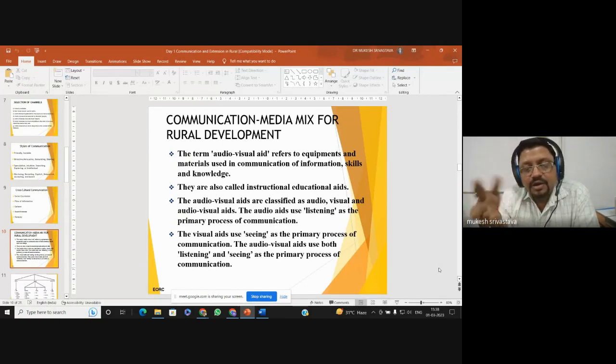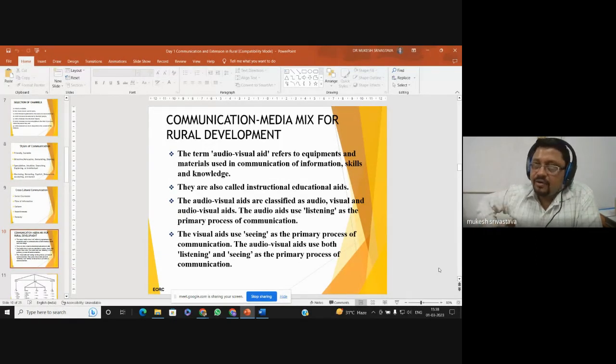The term audio-visual aids, as I have mentioned here, refers to the equipment and materials used in communicating information, skills and knowledge. Obviously, what we try to communicate to them is information, skills and knowledge. What is the information? Information related to their farming, their development, their knowledge, their health, their animals, their agriculture. This is the information we share with them, being an extension agent or change agent.